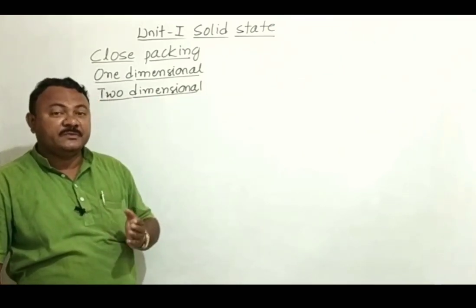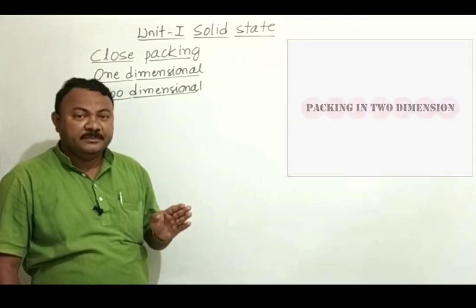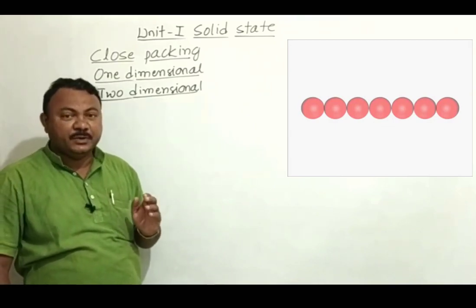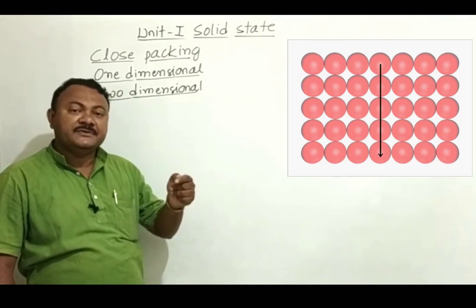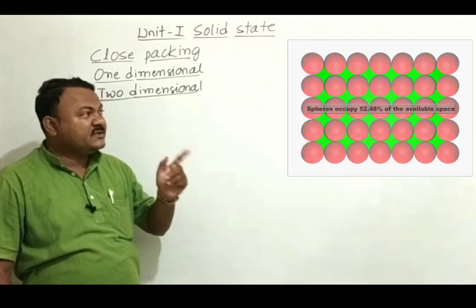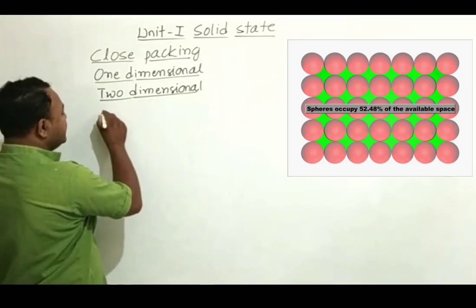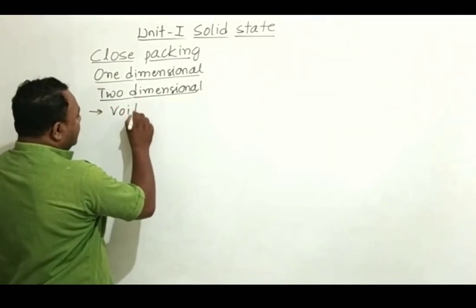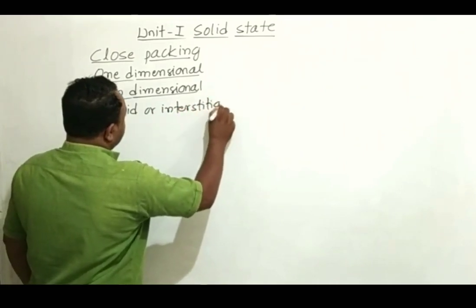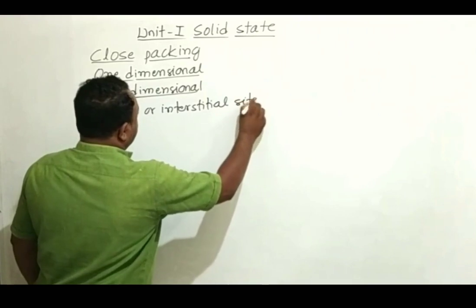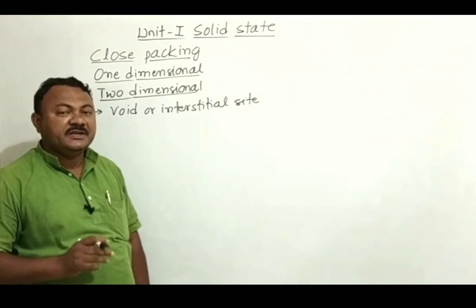Okay, now we are going to see the first one where we are placing the spheres of all the layers one above another. Just look at the arrangement. I have shown the arrangement. Now alignment of all the spheres in the layers is same. Now there is some empty space you are observing. That empty space we call it as void or interstitial site. Empty space present between the particles, we call it as void or interstitial site.